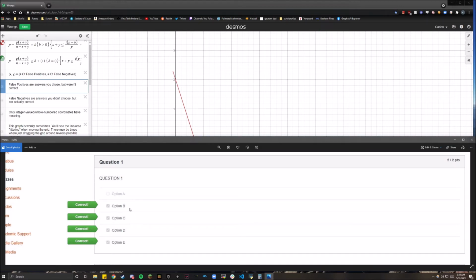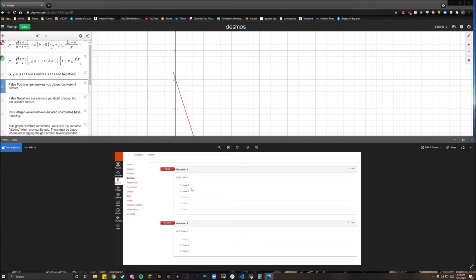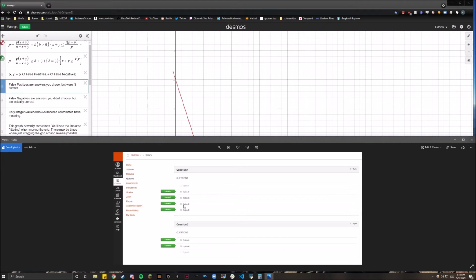Now, you can see in this one, option A wasn't selected, but in the previous one it was, and I just said that option A is guaranteed to be true. For the Canvas quiz itself, the answers were shuffled. So option A from the previous attempt was one of these.